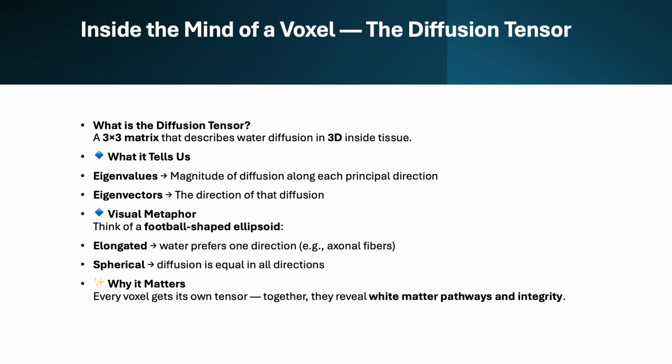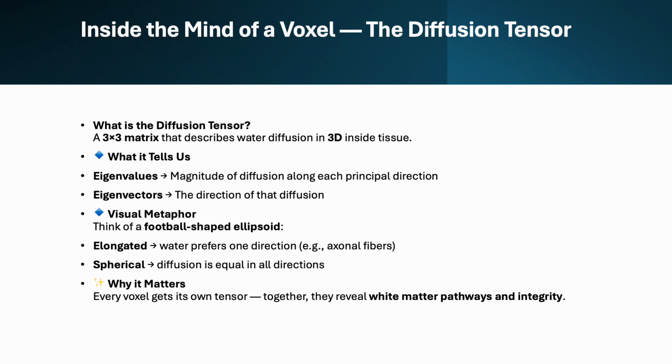From this tensor, we extract 2 key measurements, the eigenvalues and the eigenvectors. The eigenvalues are numbers that tell us how much diffusion is happening along each main direction. And the eigenvectors will tell us the direction in which that diffusion occurs. To visualize these, maybe imagine a football-shaped ellipsoid. If water diffuses mainly along one direction, such as the axonal fibers, the ellipsoid will be elongated in that direction. The tensor gives us the mathematical blueprint for that shape.